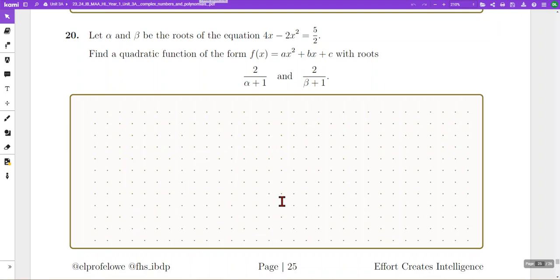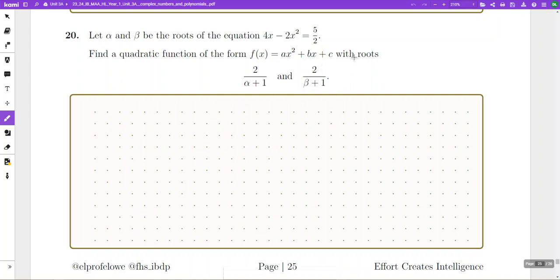So in this video we're going to look at applying Vieta's theorem with the sums and products of roots of polynomial equations. So let's say that alpha and beta are the roots of this equation. Find a quadratic function of the form f of x equals ax squared plus bx plus c with roots 2 over alpha plus 1 and 2 over beta plus 1.